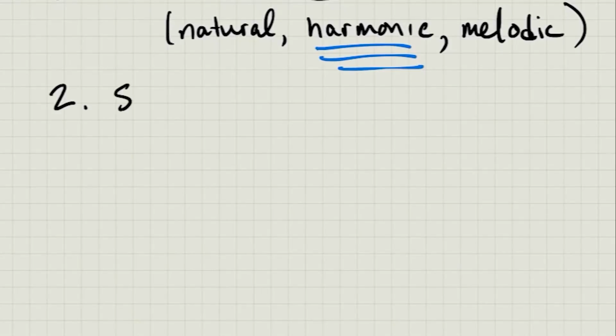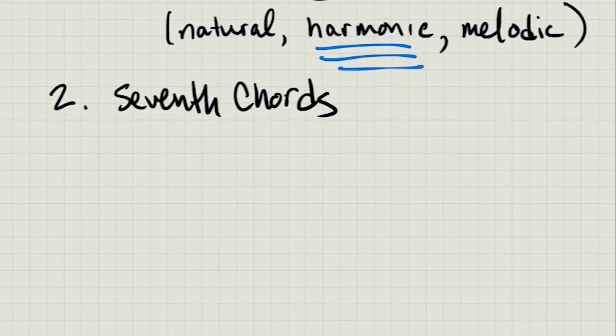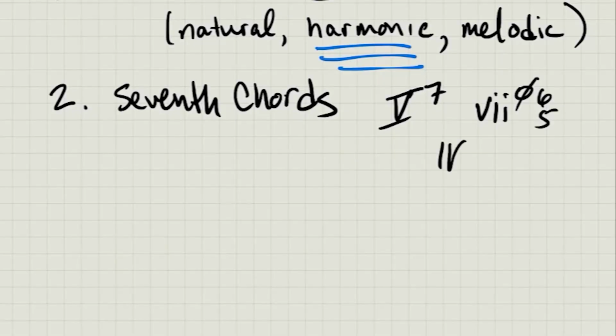Next, why do we have to restrict ourselves to triads? Why can't we do seventh chords or ninth chords or 11th chords or something else? So we have to think about returning Roman numerals like 5-7 or 7 half diminished 6-5 or 4/4 2.